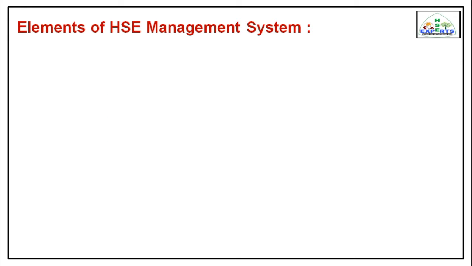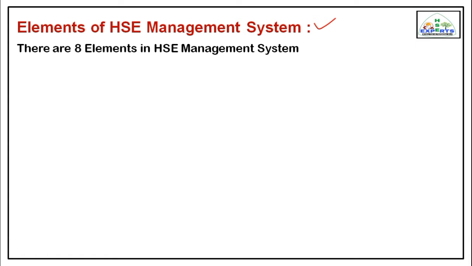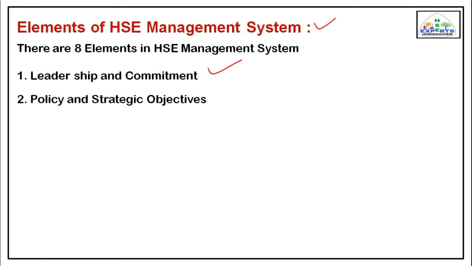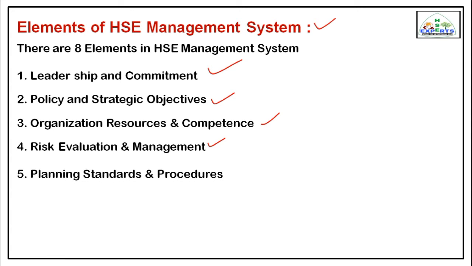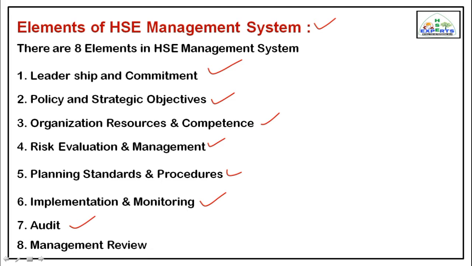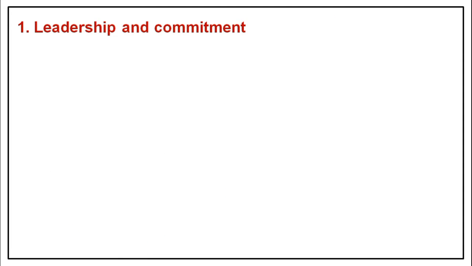Friends, we will discuss here about all HSE management system elements. There are 8 elements in HSE management system. First one is leadership and commitment. Second one is policy and strategic objectives. Third one is organization resources and competency. Fourth one is risk evaluation and management. Fifth, planning standards and procedures. Sixth, implementation and monitoring. Seventh, audit. Eighth one is management review. My dear friends, here we will discuss each element briefly one by one for your simple understanding.